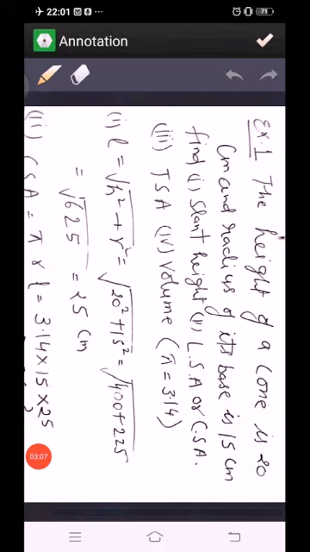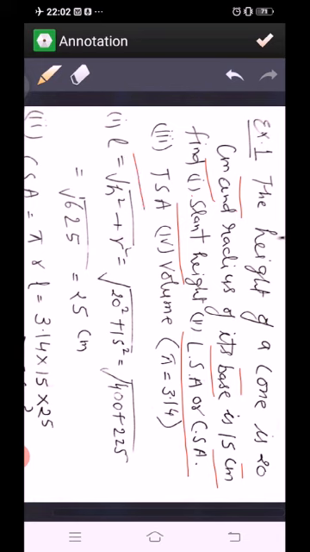Let us take an example. The height of a cone is 20 centimeter and the radius of its base is 15 centimeter. Find slant height, lateral surface area or curved surface area, both are the same thing, total surface area and volume. Given here pi equal to 3.14. If the value of pi is given, then we have to take the same value. Otherwise we will take 22/7.